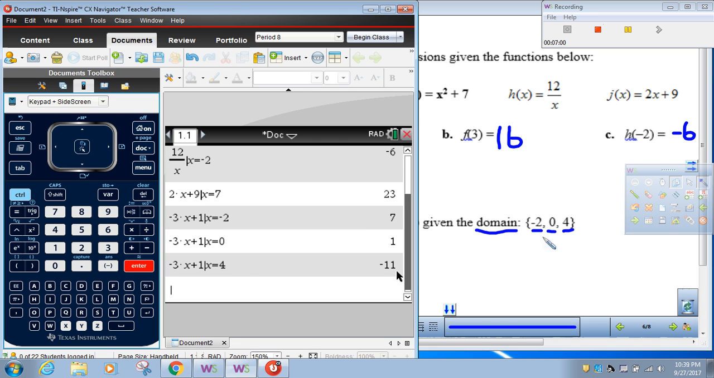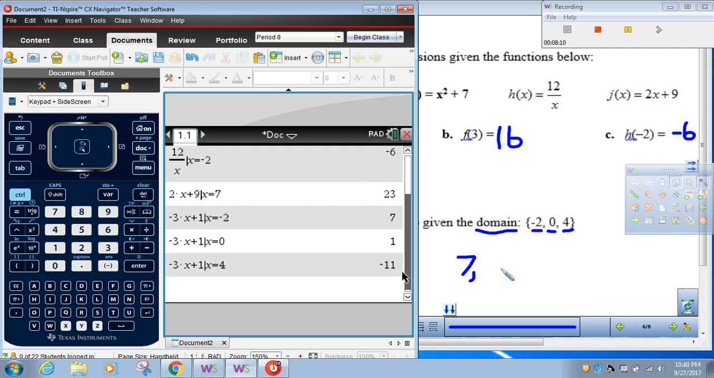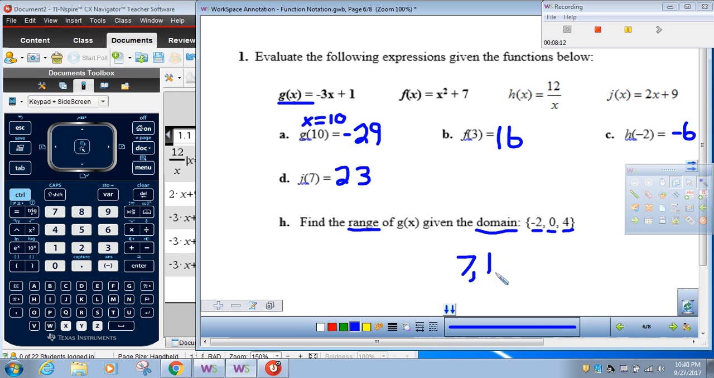Okay, so if this is my domain, negative 2, 0, and 4, when I plug this in, this is my range. So my range would be 7. I think it said 1. Yep, 1. And negative 11. So you can see that function notation, at least when you're evaluating, it's all calculator. You just have to know how to read it and how to plug it into the calculator.